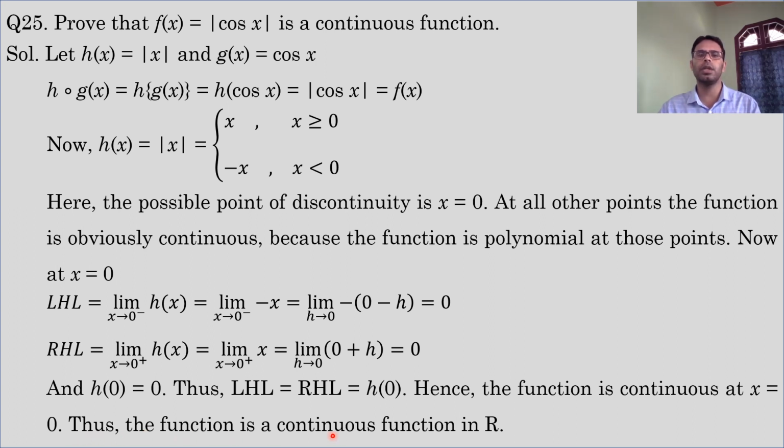Thus it is a continuous function in R, because less than 0, greater than 0 and 0, if you combine all these points, then you will get the real line. So it is continuous for all real values of x. That means the function h(x) equal to mod x is a continuous function. Then for the second one, g(x) equal to cos x, it is already done, we take that one.